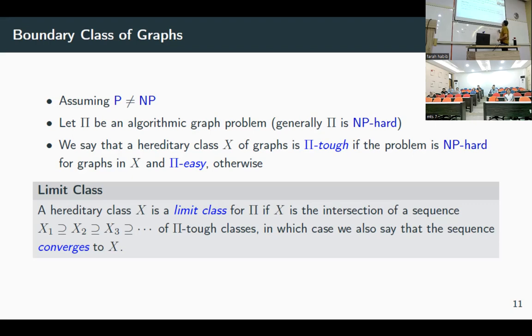I will explain what we mean by that. So forest is a limit class for the maximum independent set problem. So that's exactly what I'm trying to say here. A hereditary class is a limit class for pi if pi is the intersection of the sequence of all of these things, which are pi terms. So for example, every graph that we will have in this forest, it would be hard to compute the maximum independent set, right? And we can prove it by changing these graphs.